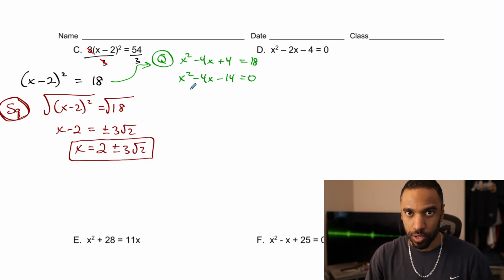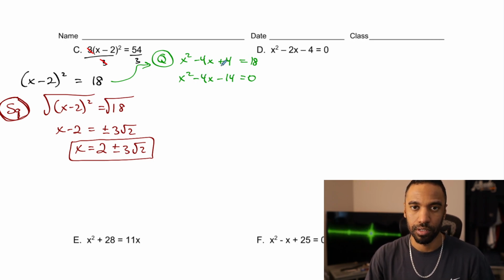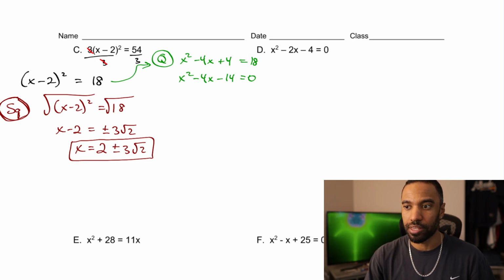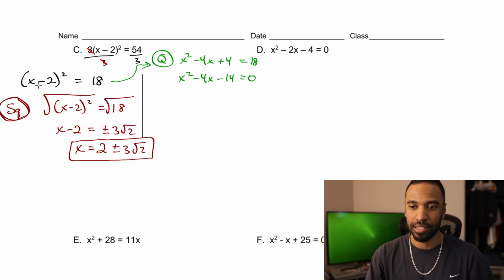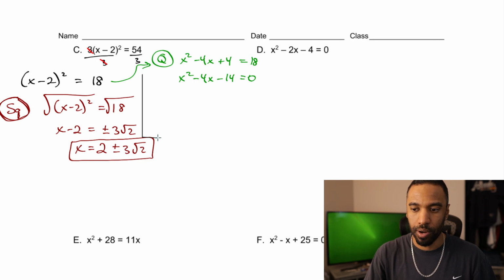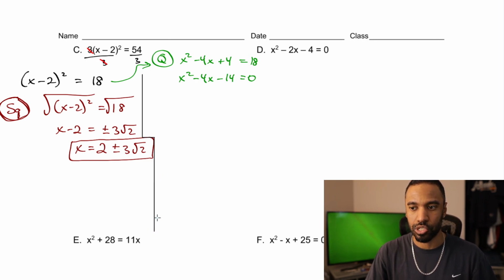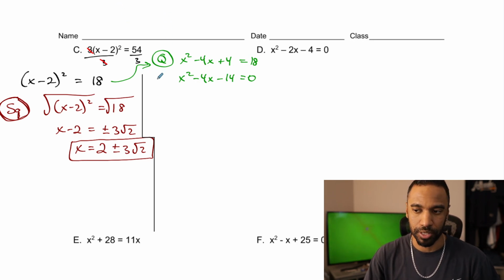This is the stage where you could try and factor. It won't give you factorization. So you would have to use quadratic formula here. You could use completing the square, but you would go right back to here. So there's no point in going completing the square. Solving using square roots kind of is the completing the square. It's just that the square is already completed.